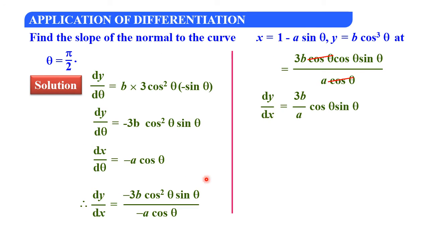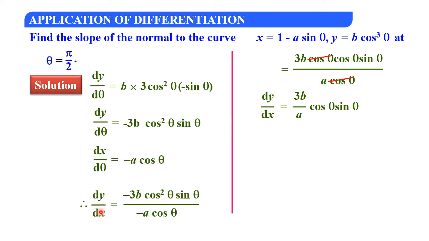Next, when again finding the slope of the normal to the curve, here two terms are given, again parametric differentiation. X with respect to theta, y with respect to theta, find out its differentiation. So dy by d theta is equal to, first of all, b keep as it is, cos cube theta differentiation is 3 cos square theta into cos theta differentiation, which is minus sin theta. Similarly, find the differentiation of x with respect to theta. One is a constant term, its differentiation is 0, minus a keep as it is, sin theta differentiation is cos theta. So the result of this full term is 0 minus a cos theta, which is just minus a cos theta.